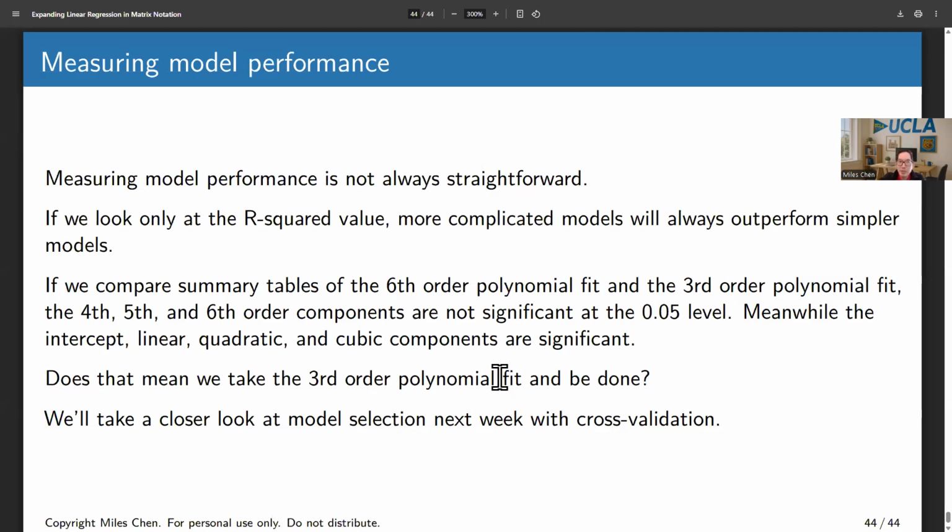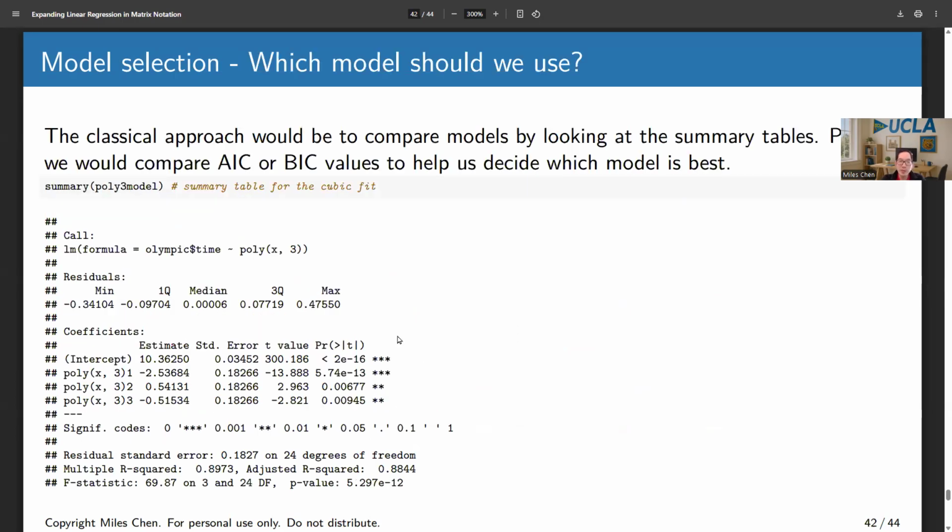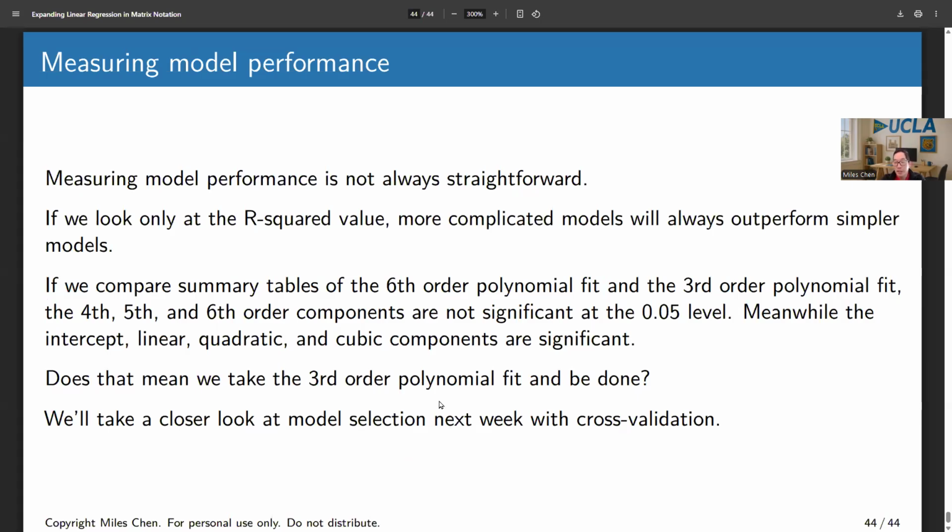We look at the summary table. You have all of these things, okay? And we say, okay, well, the fourth and fifth and sixth order components aren't significant at the 5% level, whereas the linear, quadratic, and cubic components are significant. Does that mean we should just take the third order polynomial fit and just say we're done because this is the one that's best?